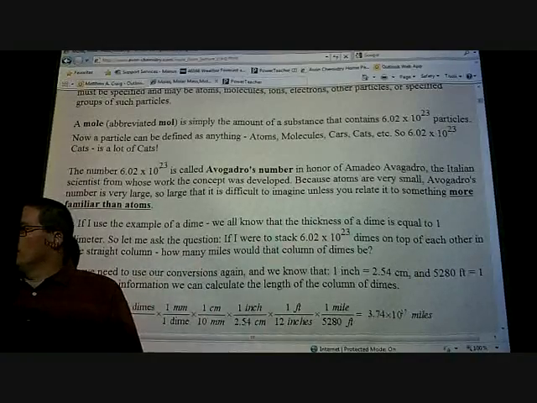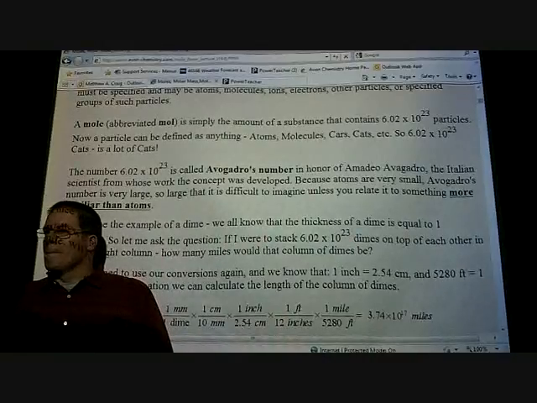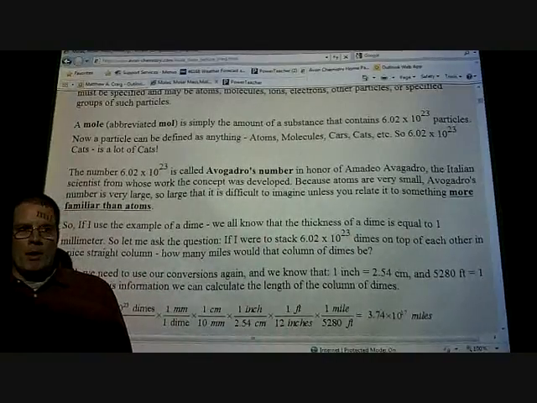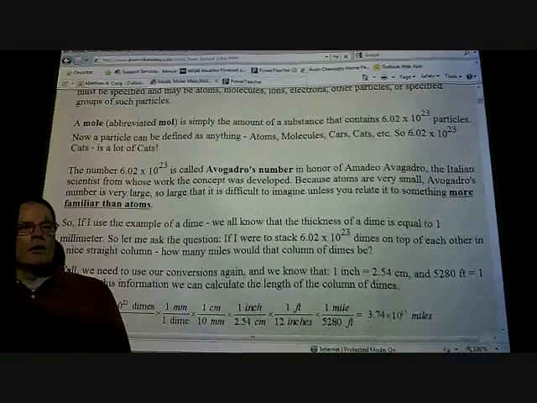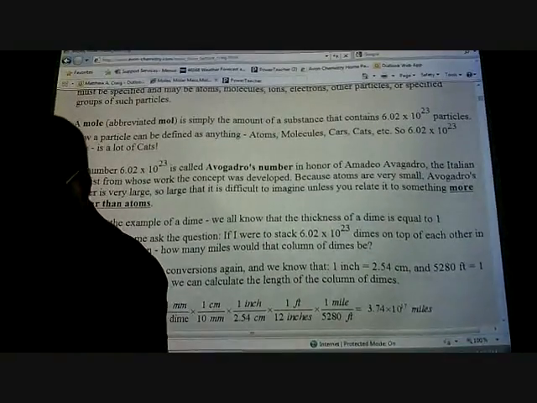How many miles is that? That's 3.74 times 10 to the 17 miles. Miles? Miles. A mile is pretty long, yeah. So how is 10 dimes? No, 10 dimes is a centimeter.